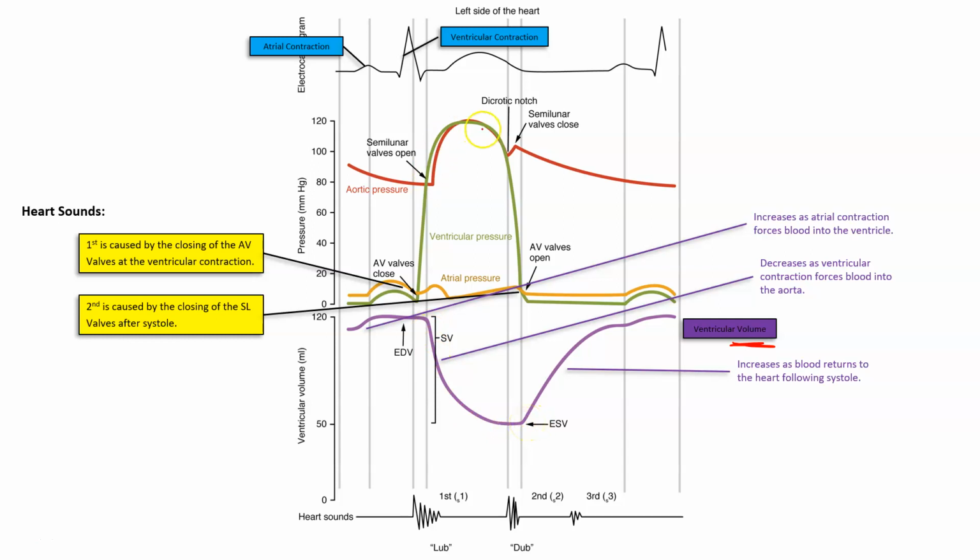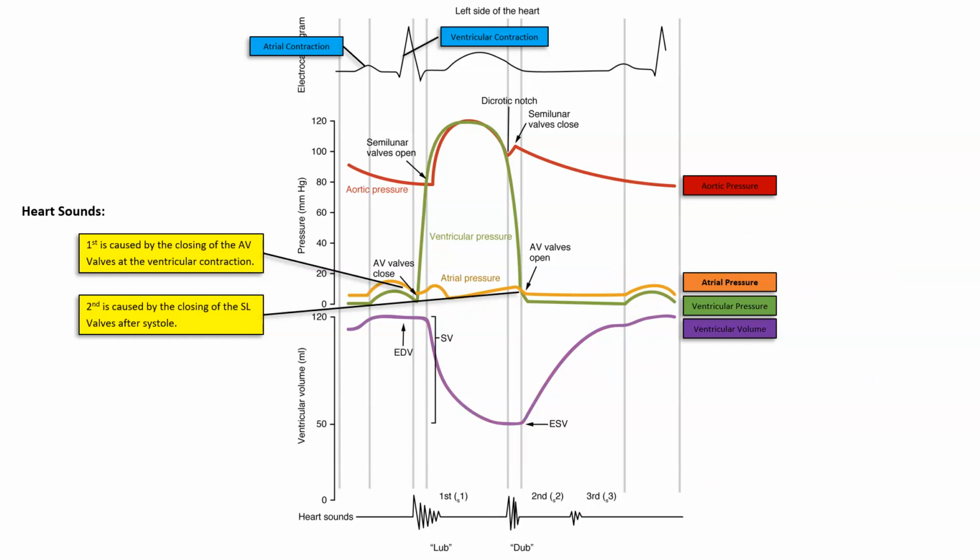Then, following the ventricle contraction, when the AV valves open, all of a sudden blood can fall in from the atria, which has been filling up with blood. The AV valve opens, and now the blood falls from the atria through the open AV valves and begins to fill the ventricle, which is why the ventricular volume increases. So, increase in blood volume returns to the heart following systole. Meanwhile, this is the big one: ventricular contraction causes the pressure to increase, but also causes the blood volume to decrease because the blood is physically leaving the ventricle.